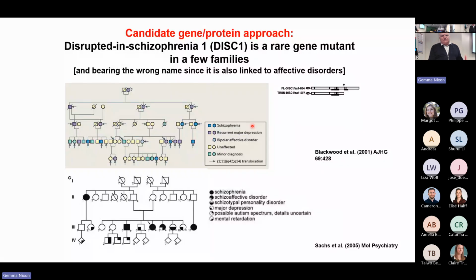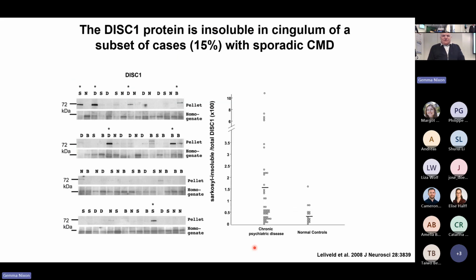So even though it's called disrupted in schizophrenia, they also have recurrent affective disorders, depression, or even substance abuse disorders. And there was afterwards another family in the United States that also had a mutation leading to a shortened DISC1 construct. And by this logic, we probed the pellets of these purified cases.